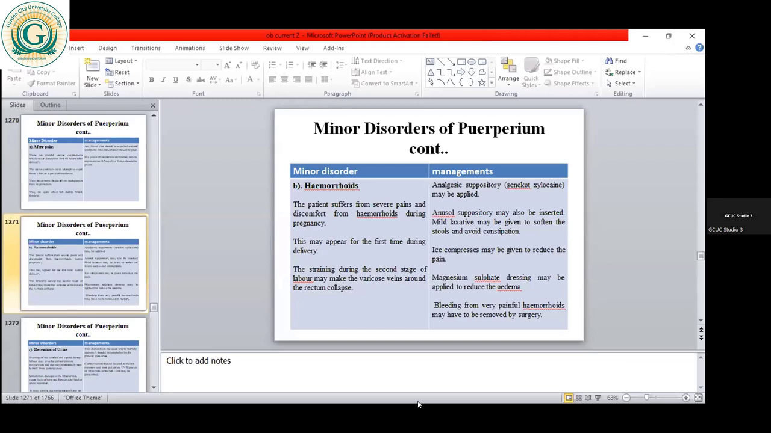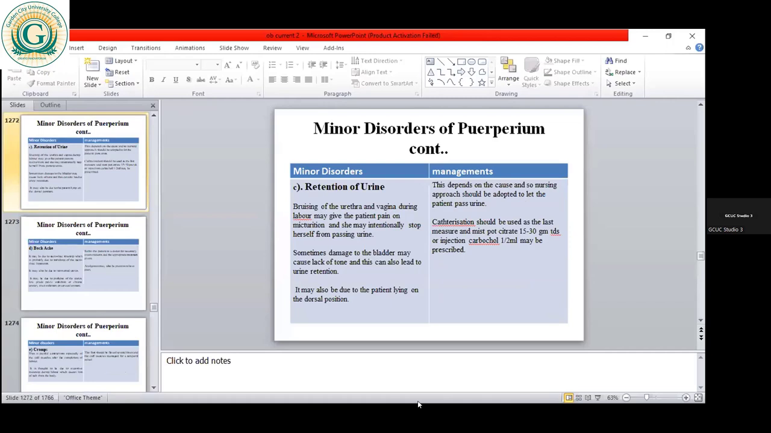What do we do? We give an analgesic suppository for insertion, and Anusol too is given. Ice compresses may be given to reduce the pain. Magnesium sulfate dressing may be applied to reduce the edema. Bleeding from very painful hemorrhoids may have to be removed by surgery. If the hemorrhoids are severe, then they have to do surgery for the woman. These seem to be minor disorders. So minor disorders, midwives and doctors can just give you all this and then you are okay.